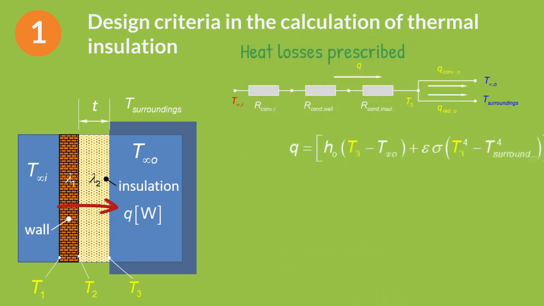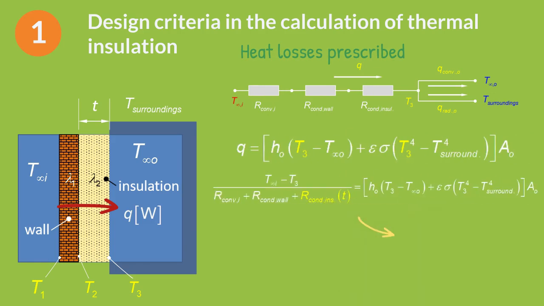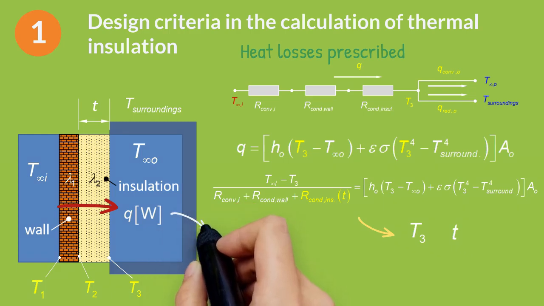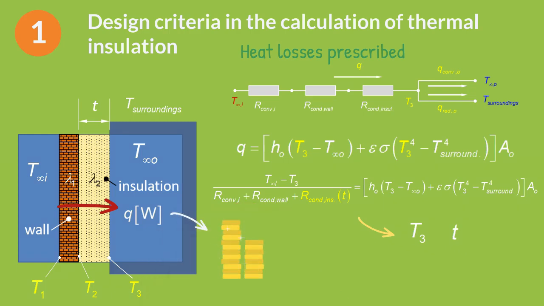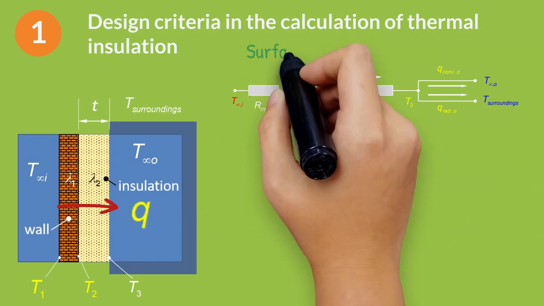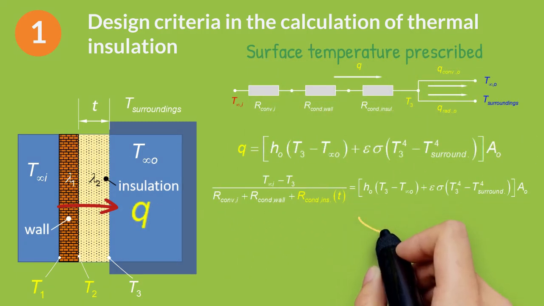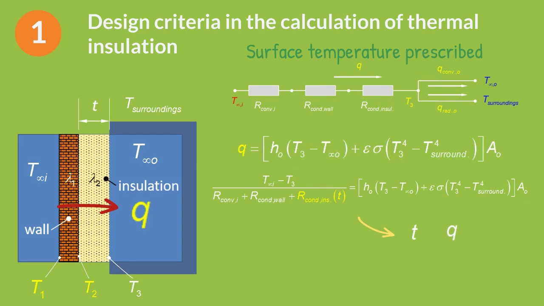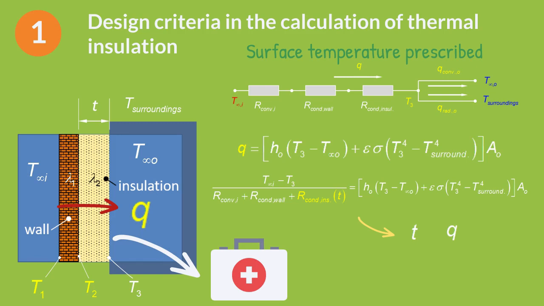If heat losses are prescribed, we can calculate the surface temperature and the thickness of insulation needed. Prescribing a maximum allowable value for heat losses is related with the operational costs. The goal is to reduce heat losses and energy costs. If the surface temperature is prescribed, we can calculate the thickness of insulation needed and heat losses. Prescribing a maximum allowable surface temperature is related with safety regulations, mainly for hot surfaces.